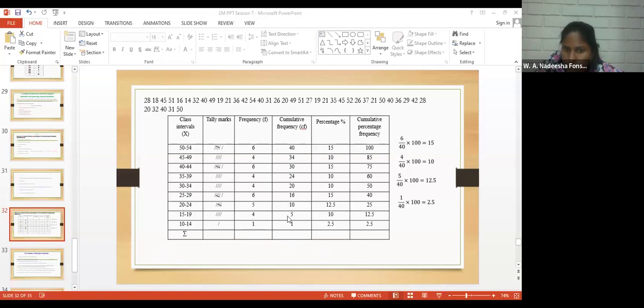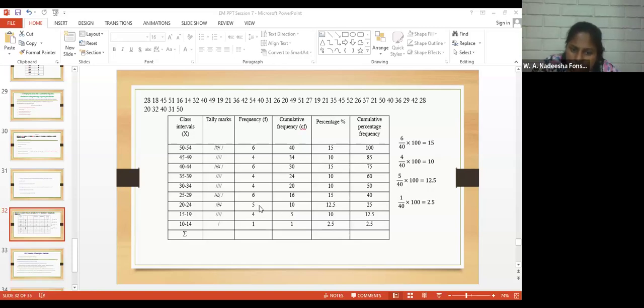So when we consider 5, that range is 15 to 19. No? By looking at 5, we can analyze that there are 5 students who took below 19 marks. That is how we interpret it. That is why we use cumulative frequency.